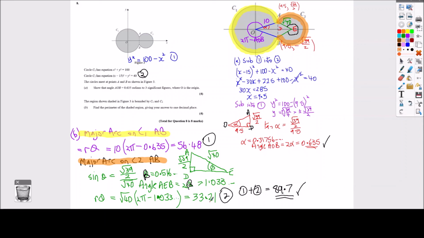So my final answer is the length of the yellow arc, 56.48, added to the orange arc, 33.21, giving me a final answer of 89.7.